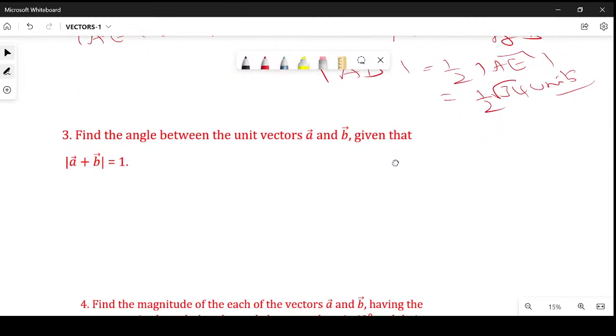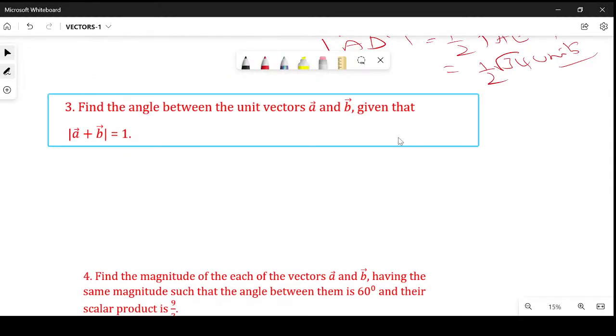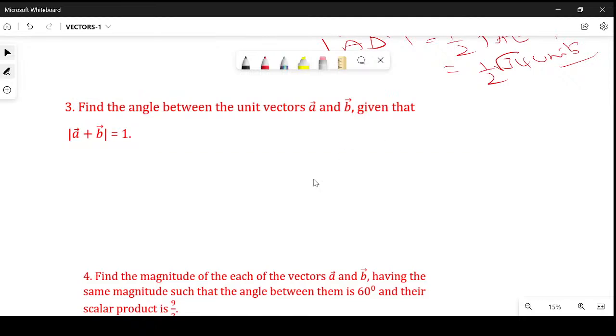Find the angle between the unit vectors A bar and B bar given that mod A bar plus B bar is equal to 1. Third problem. I hope you understood up to 2 problems. Now I am going to explain the third problem. This is a simple problem. Problems are simple. It takes very little time, you can complete all these problems quickly.